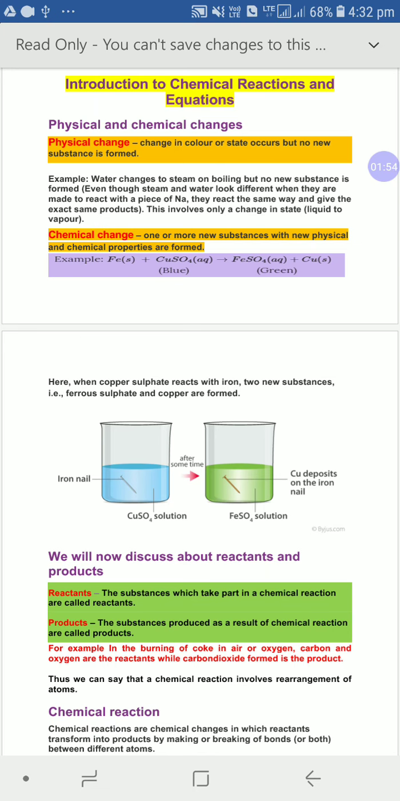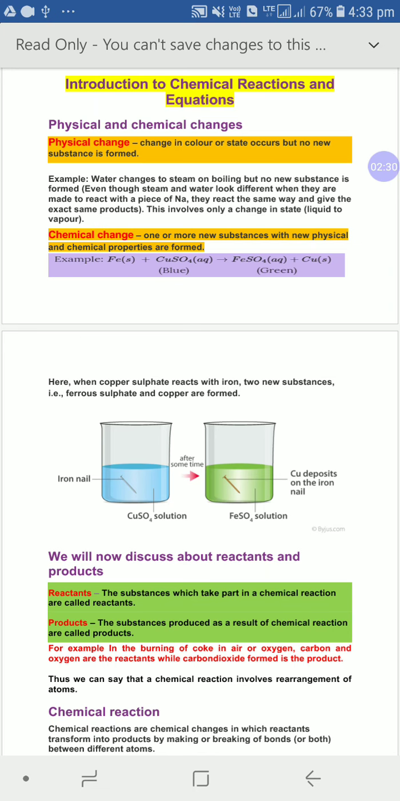Clear? The copper is removed because copper is less reactive than iron. Copper is less reactive than iron metal. That's why the color changes from blue to green. So when iron reacts with copper sulfate solution, two new substances are produced, that is ferrous sulfate and copper. When a new substance is produced, that reaction is known as a chemical reaction, or you can say a chemical change has taken place.